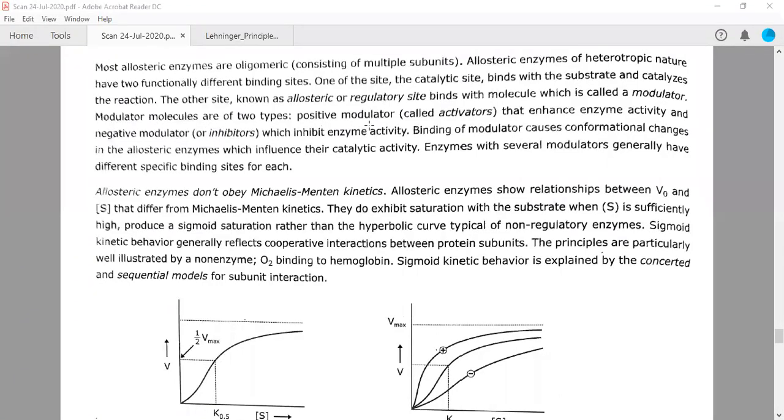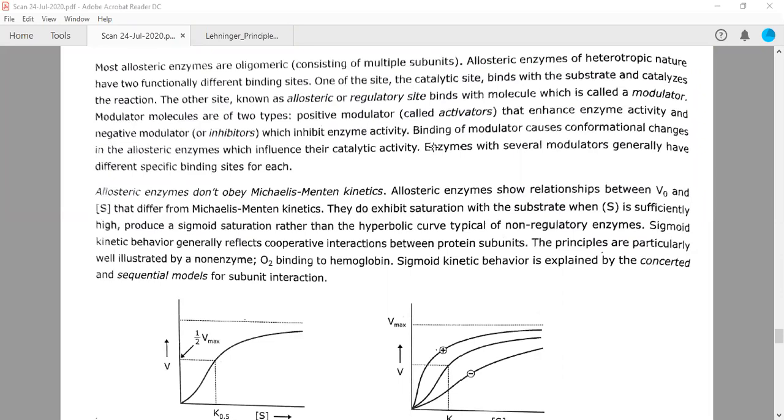Modulator molecules are of two types: positive, which are activators and enhance the enzyme activity, and there are negative modulators also, which are called inhibitors actually. So whatever we have discussed in inhibition, they are negative modulators of those enzymes which inhibit the enzyme activity. Binding of the modulator causes conformational changes in the allosteric enzyme that influence their catalytic activity. So what will happen, the substrate is not able to efficiently bind to the enzyme because they will destroy the shape of the active site. Enzymes with several modulators generally have different specific binding sites for each.